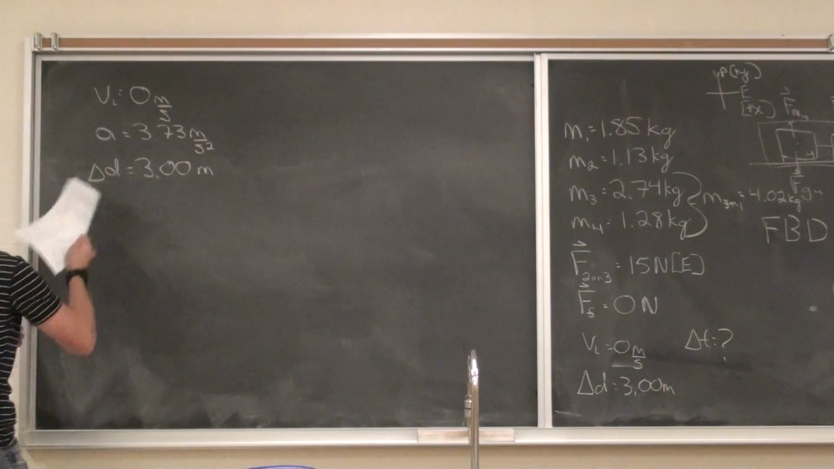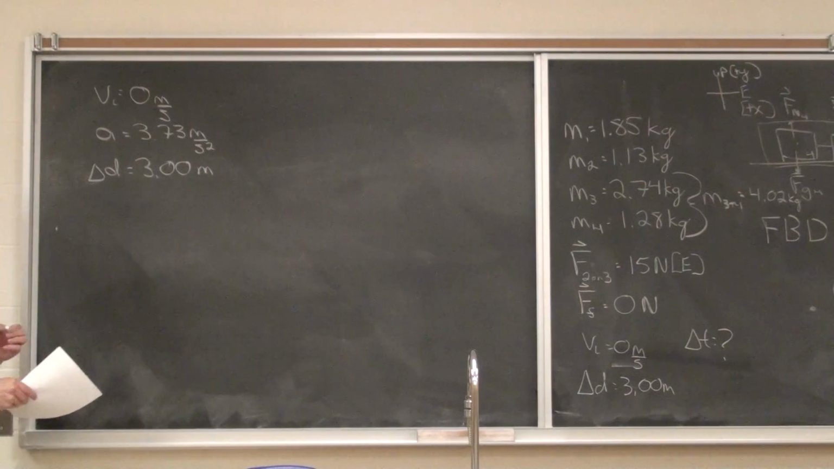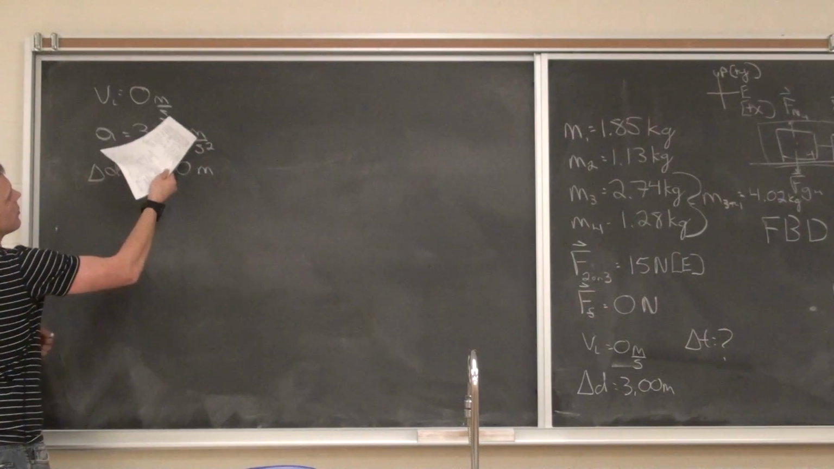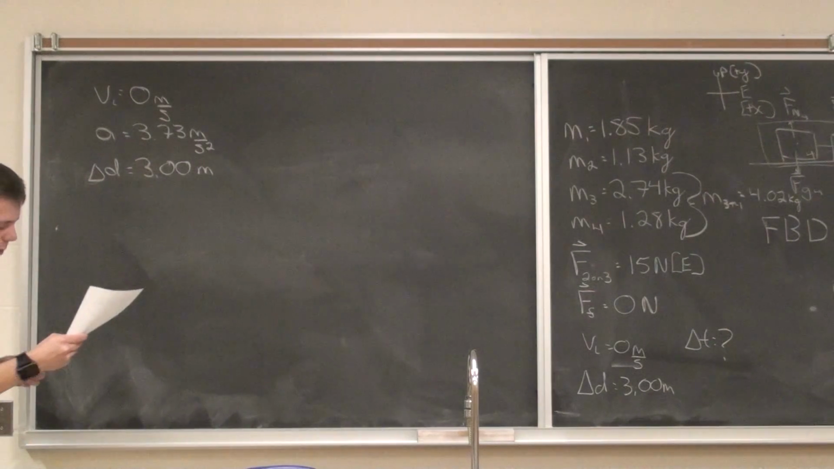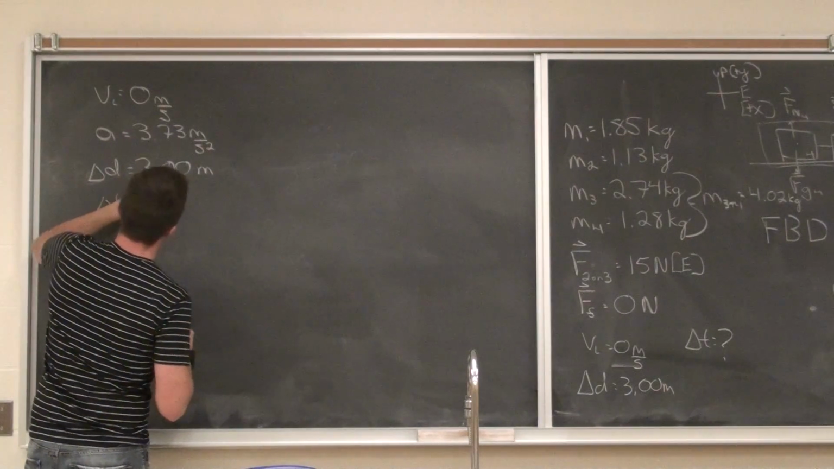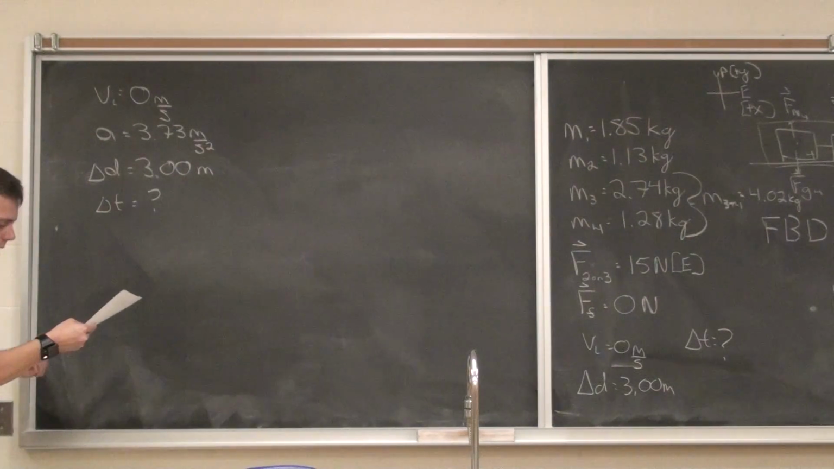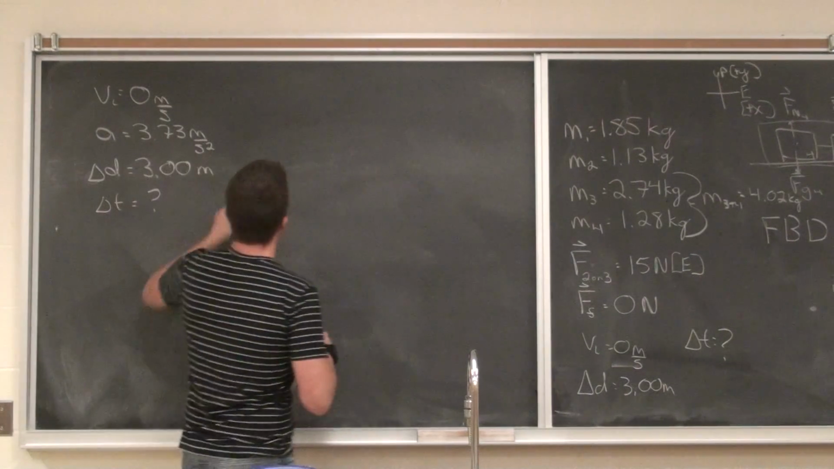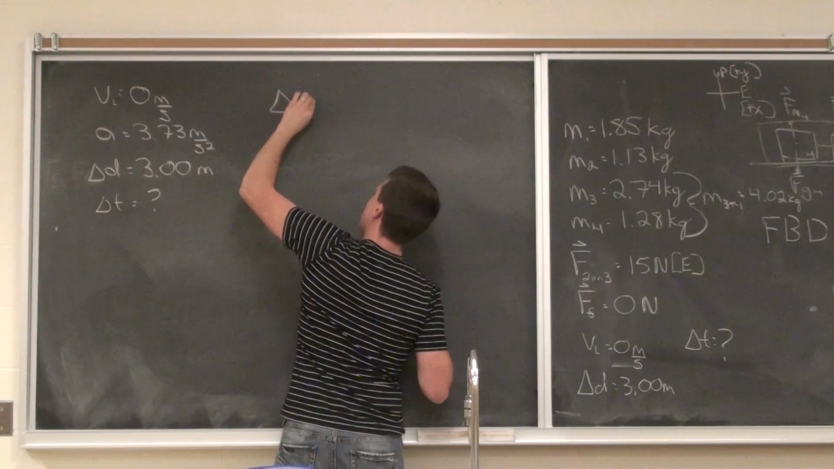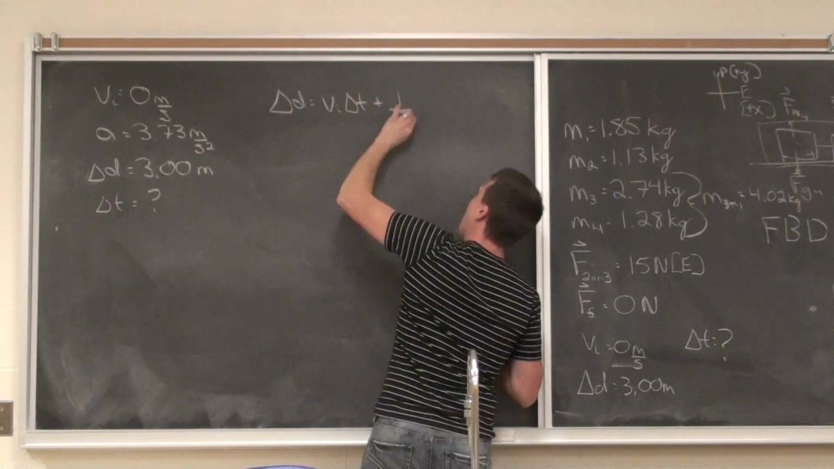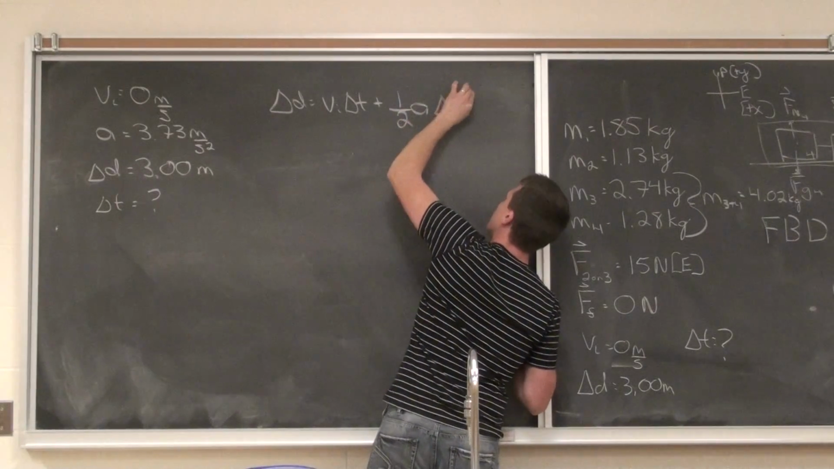Now, VI and delta D were given in the question. I just used Newton's laws to solve for the acceleration. I check meters, meters, meters, seconds, seconds. My units are all in agreement with each other. Whatever I solve for will be in seconds, and I'm looking for time. So now I pick a valuable kinematics equation. For me, I like delta D equals VI delta T plus 1/2 A delta T squared.